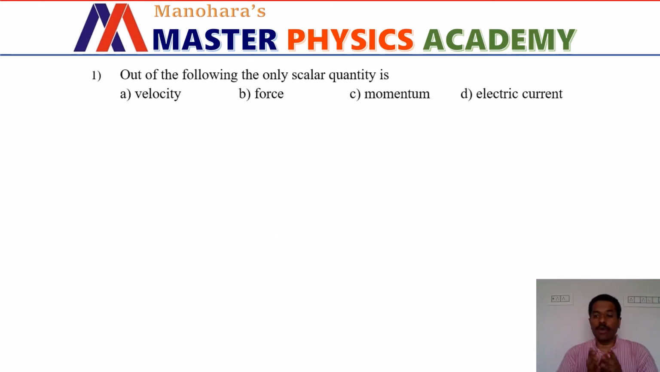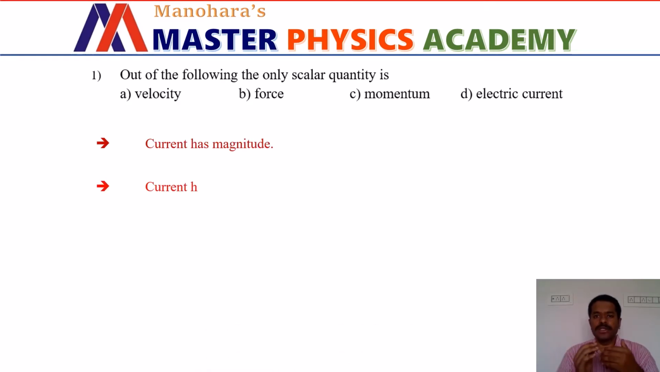Out of the following, the only scalar quantity is... Look at the first three options: velocity, force, and momentum. They are vector physical quantities as they have both magnitude and direction, as well as they obey vector law of addition. But electric current is having magnitude.